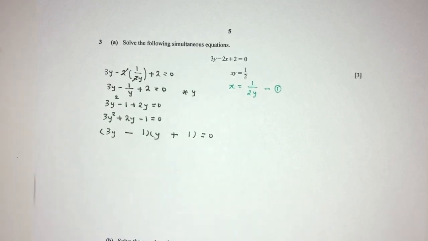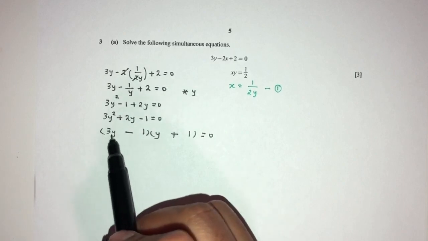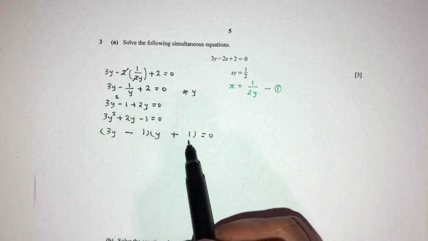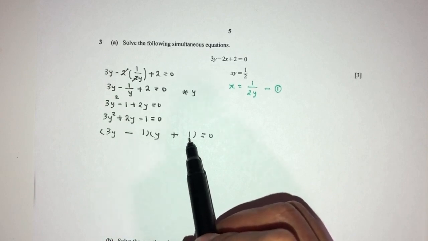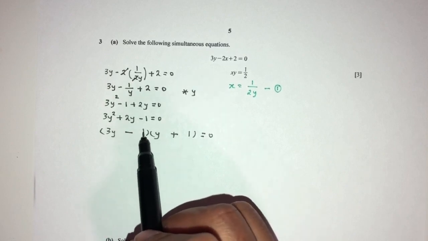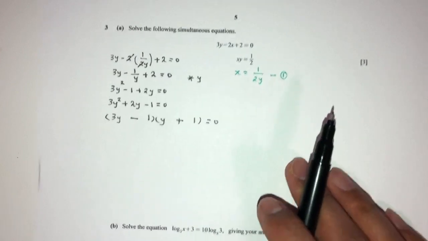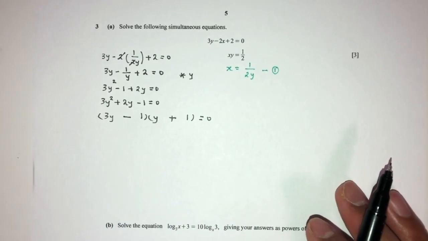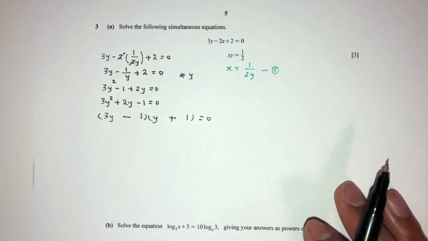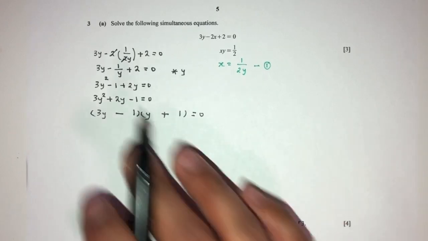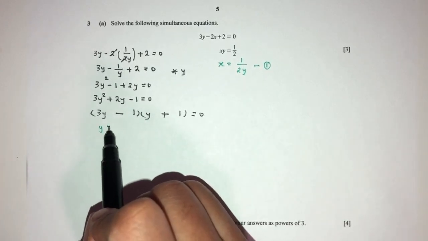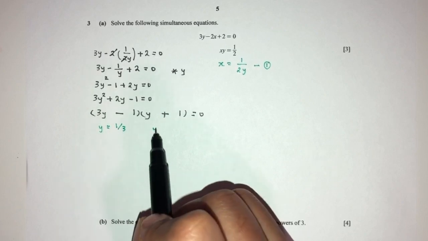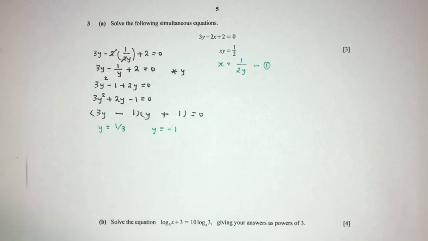Obviously, this is how you multiply these brackets. You take the first one, multiply by the last one. So 3y multiplied by plus 1 to get plus 3y, and then minus 1y to get plus 2y. So that's how you factorize this. Okay, if you can factorize, you can always use your formula to find the values of y for a quadratic equation. So here y will be 1 over 3, y will be minus 1.